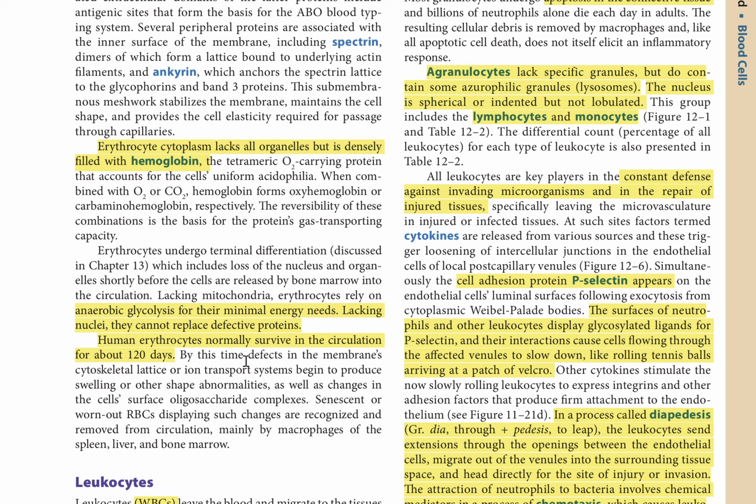By this time, defects in the membrane cytoskeleton lattice or ion transport system begin to produce swelling or other shape abnormalities, as well as changes in the cell surface oligosaccharide complexes. Senescent or worn out RBCs displaying such changes are recognized and removed from the circulation mainly by the macrophages of the spleen, liver, and bone marrow.